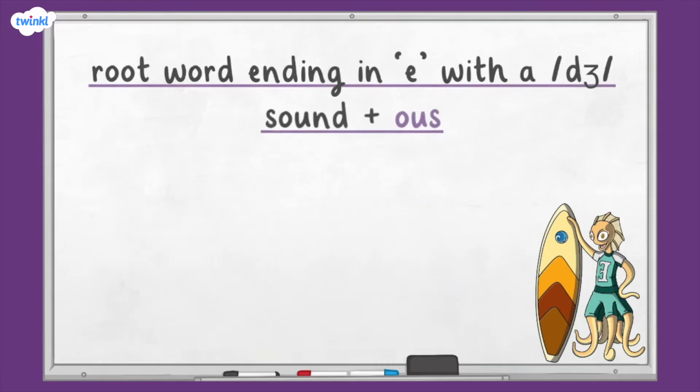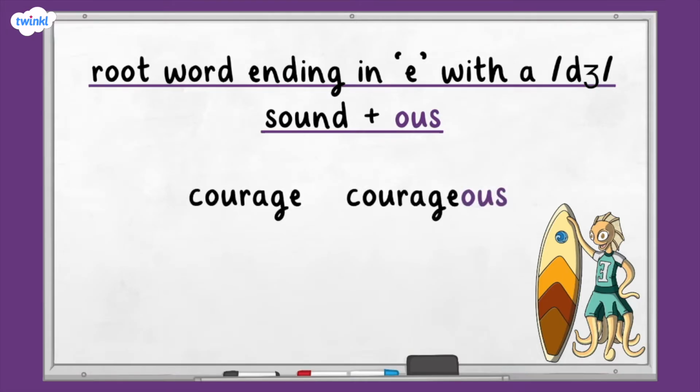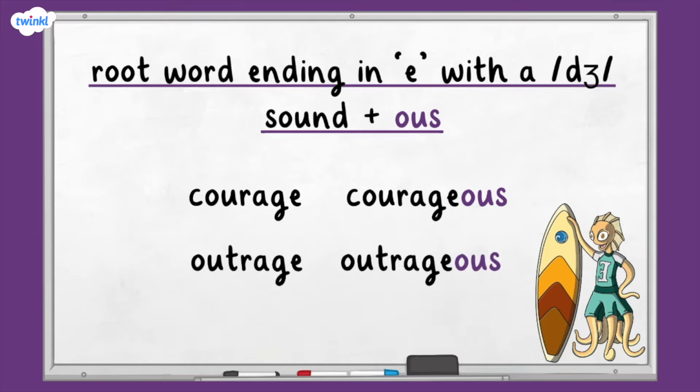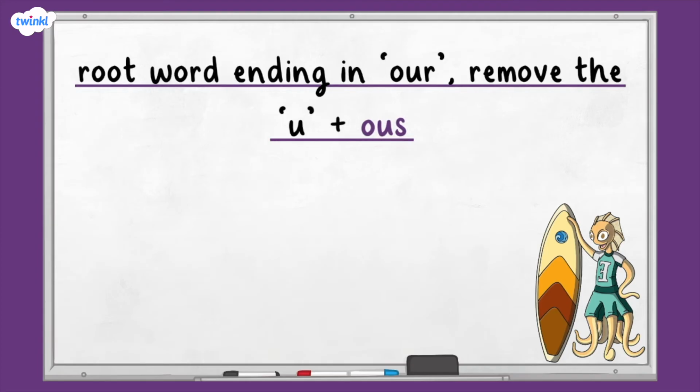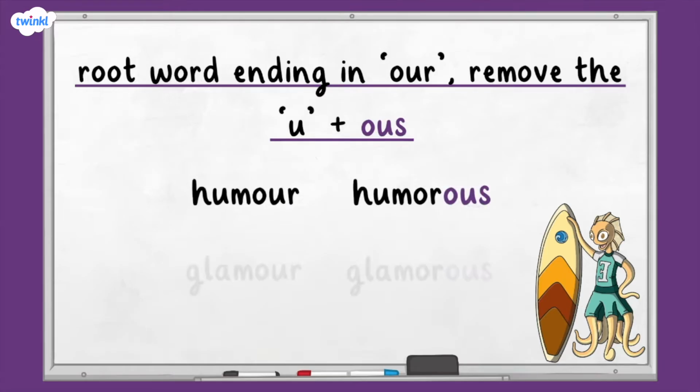However, the e is kept if the letter G makes a j sound after the suffix has been added. For example, courage becomes courageous. Outrage becomes outrageous. If the root word ends in O-U-R, the U is usually removed before the suffix ous is added. For example, humour becomes humorous, and glamour becomes glamorous.